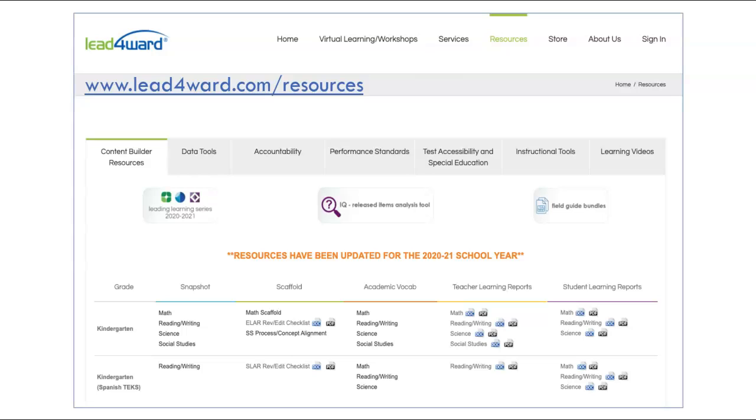The teacher learning reports work and populate in Edgeforia. The PDF works best if it follows your pacing. If not, use the Word document and erase what doesn't matter. You can find them in Lead Forward, under Content Builder Resources, and under Teacher Learning Reports.